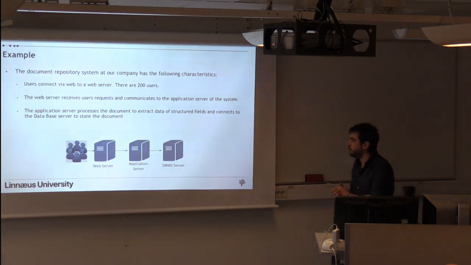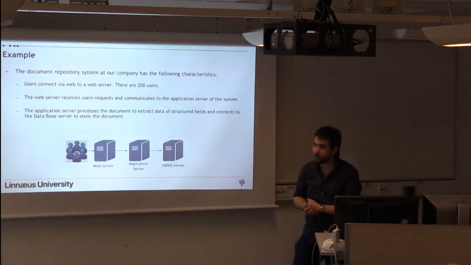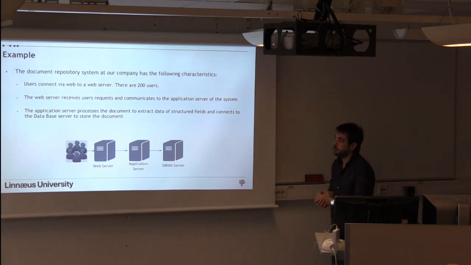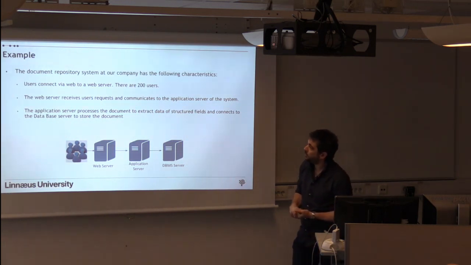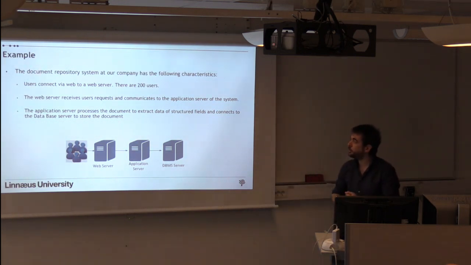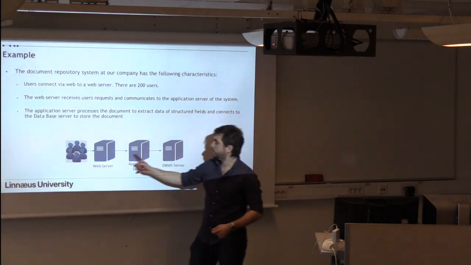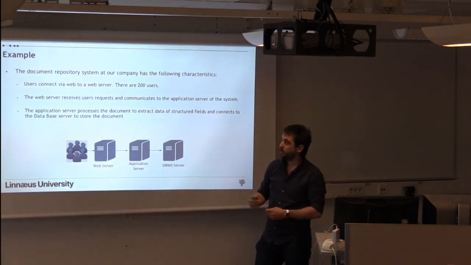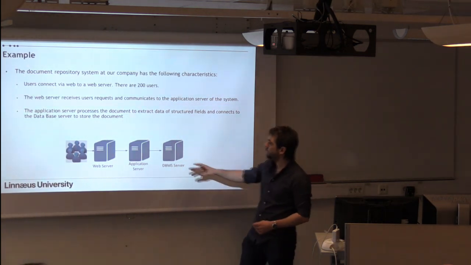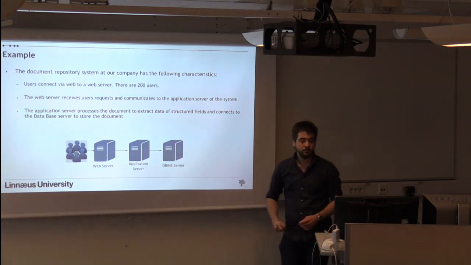So let's do an example, which is part of what you can find in the assignment. You find a problem like: the document repository system at our company has the following characteristics. The users connect via web to a web server, and there are 200 users in the company. The web server receives the user requests and communicates to the application server of the system. The application server processes the document to extract some data of some structured fields and connects to the database to store it.